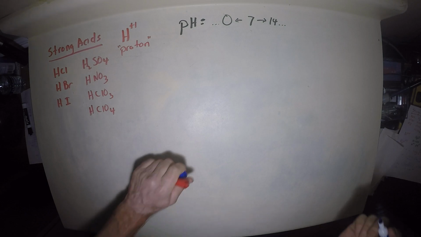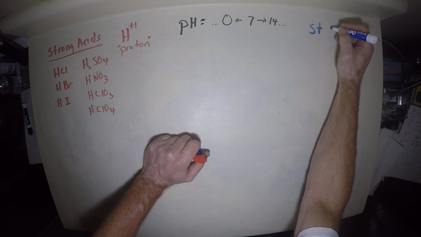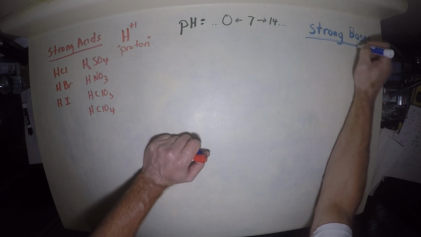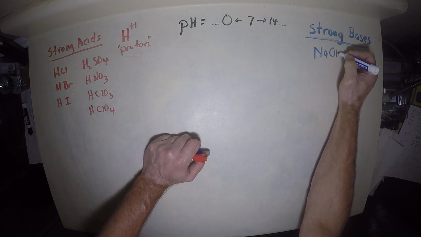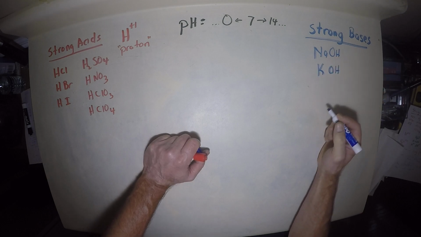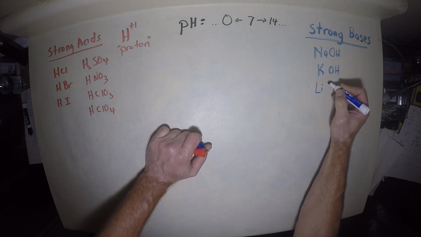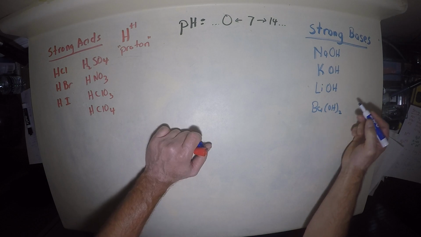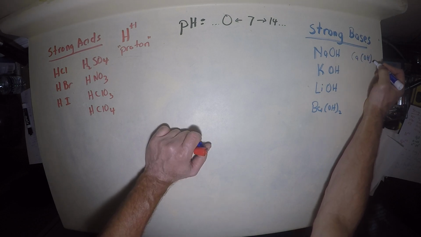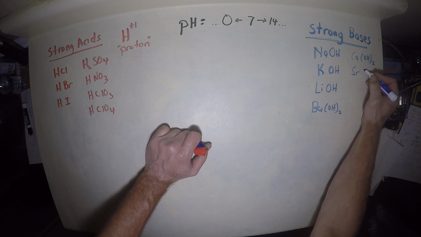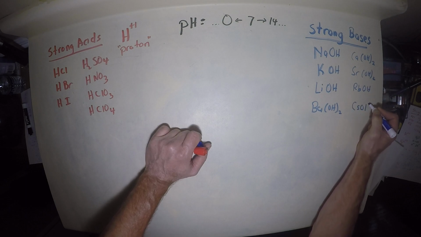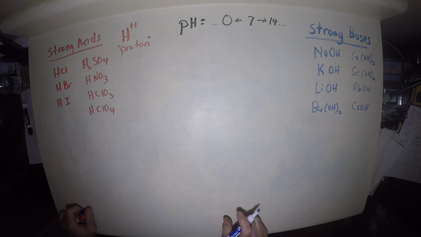Your strong bases include hydroxides: sodium hydroxide, potassium hydroxide, lithium hydroxide, barium hydroxide, calcium hydroxide, strontium hydroxide, rubidium hydroxide, and cesium hydroxide. The most common one that we're going to use a lot is sodium hydroxide.